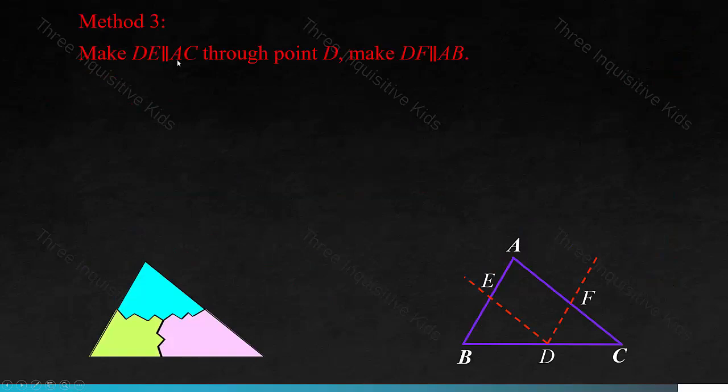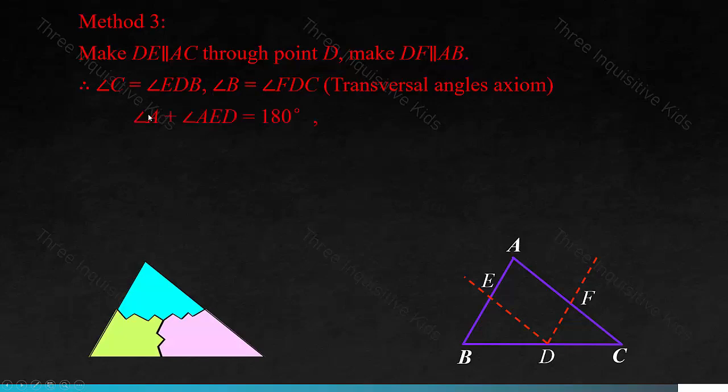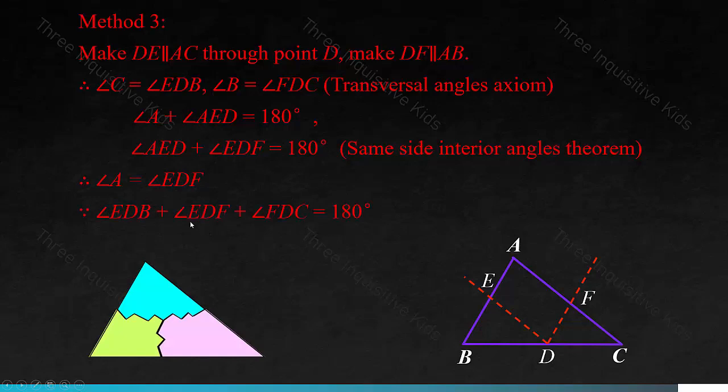Method 3. We can make DE parallel to AC through point D and make DF parallel to AB. Therefore, angle C would be equal to angle EDB, and angle B would be equal to angle FDC, all using the transversal angles axiom. And angle A plus angle AED would equal 180 degrees, and angle AED plus angle EDF would equal 180 degrees, using the same side interior angles theorem. Therefore, angle A would equal angle EDF, and because angle EDB plus angle EDF plus angle FDC equals 180 degrees, angle A plus angle B plus angle C also equals 180 degrees.